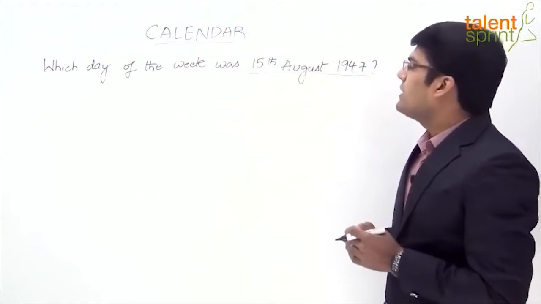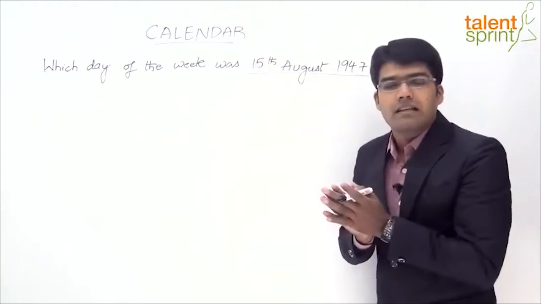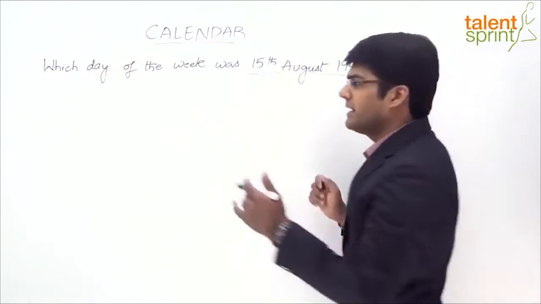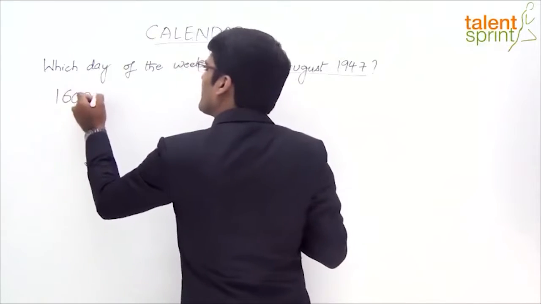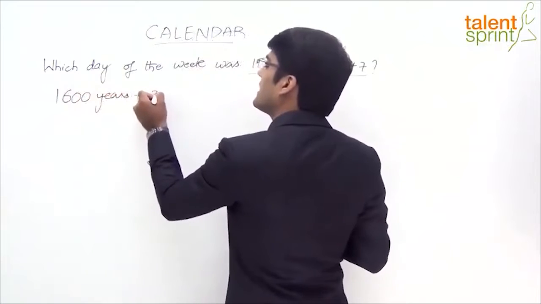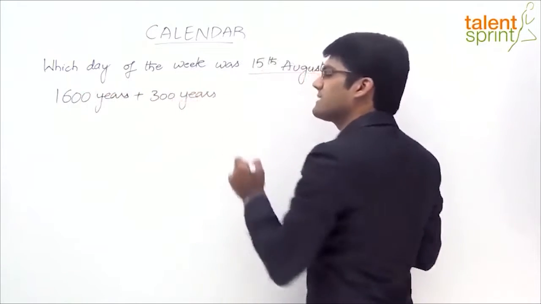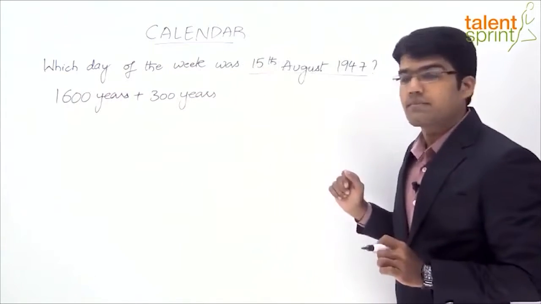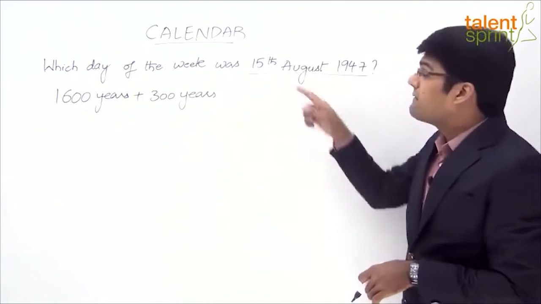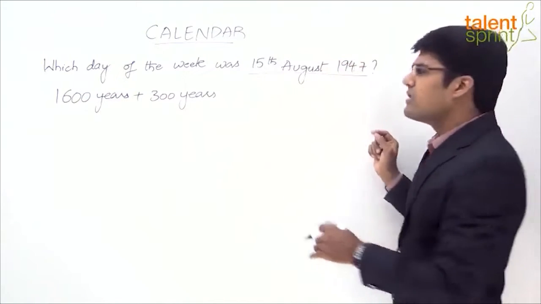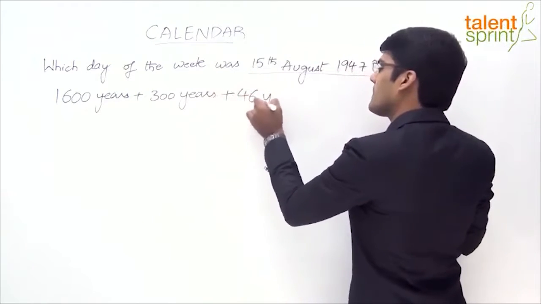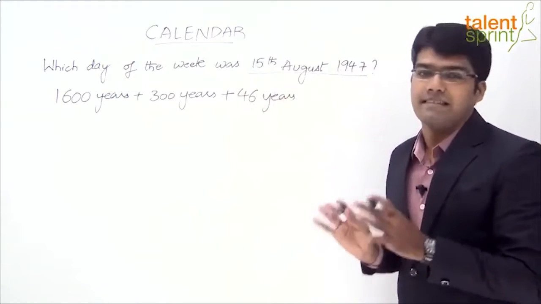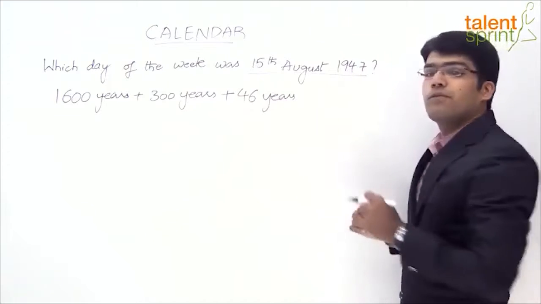Now, to make it simple, what we are going to do here is split this date into different parts. For example, look at the year 1947. It can be taken as 1600 years plus 300 years. Now we'll understand why we are taking it as 1600 plus 300 going forward, but as of now 1600 years plus 300 years is 1900 years. Now there are 47 more years and 15th August of the 1947th year. So we'll take another 46 years. So far we have taken 1600 plus 300 plus 46, that means 1946 years, right? And now we are in the 1947th year.